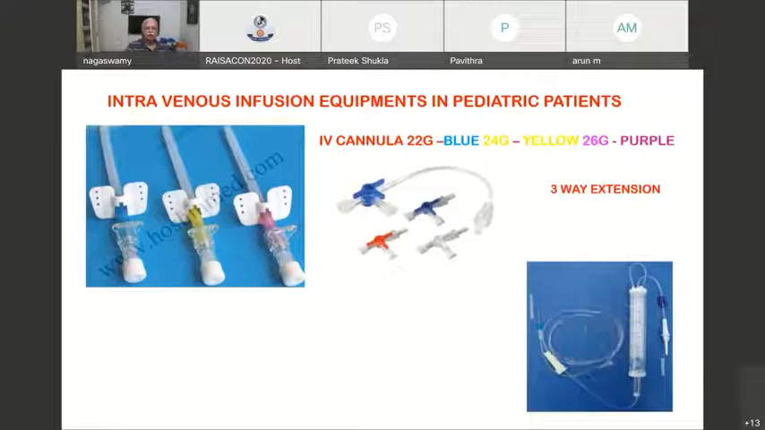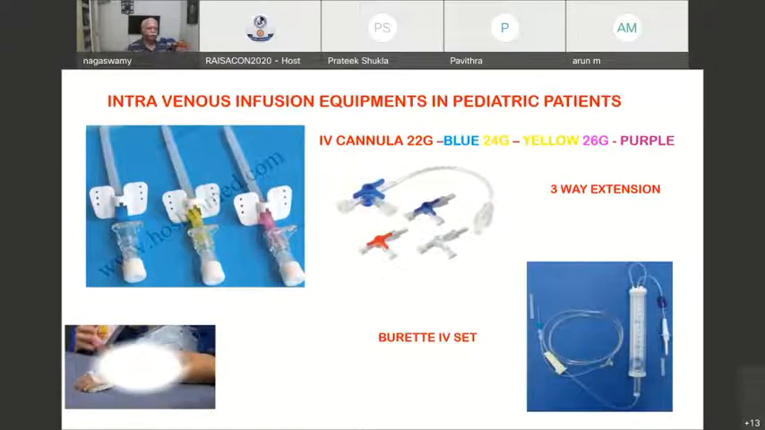What is this? Pediatric burette. This is a pediatric IV set with the burette, so that you can measure the volume and fill it so that you don't overload the baby. Okay, so a burette IV set is required whenever the child is less than 10 kg. It is safest to have this particular set.